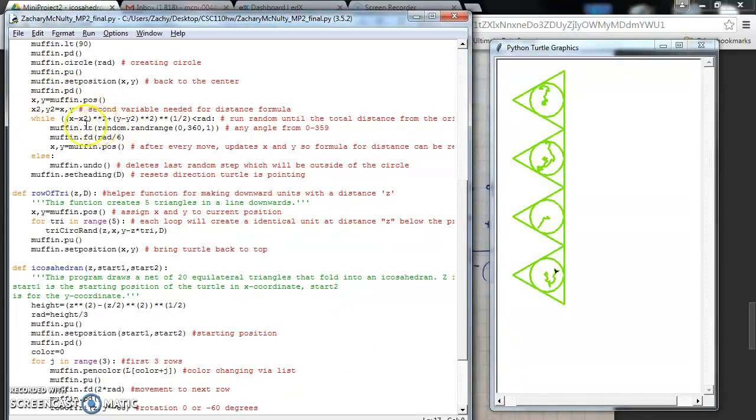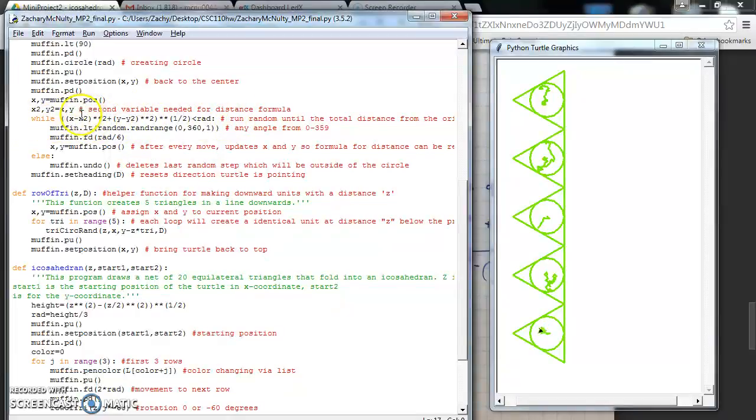distance formula. And that is the difference between x and x2 and y and y2, which could also be the origin of my circle, 0, 0, whatever the distance is between however much I'm moving, and you'll see in this formula here. And then I set x2 and y2 to equal x and y. And so I do the formula.